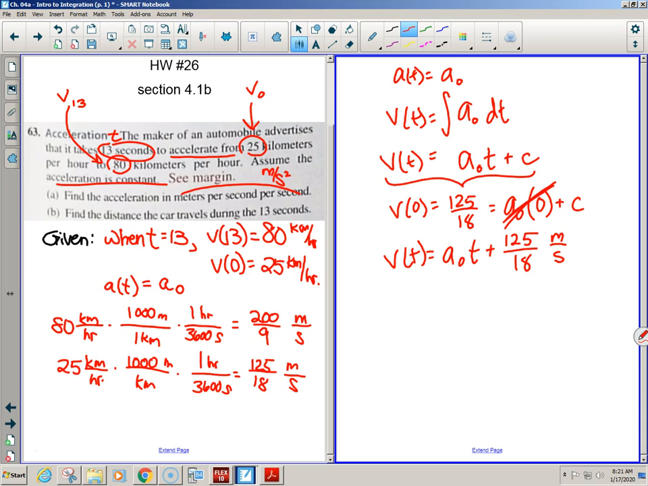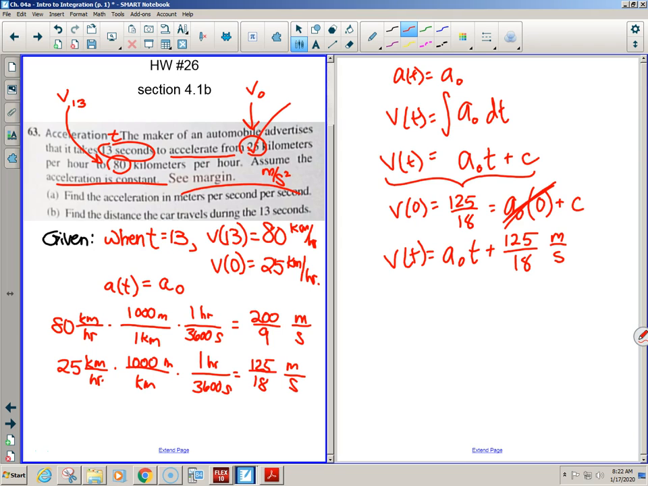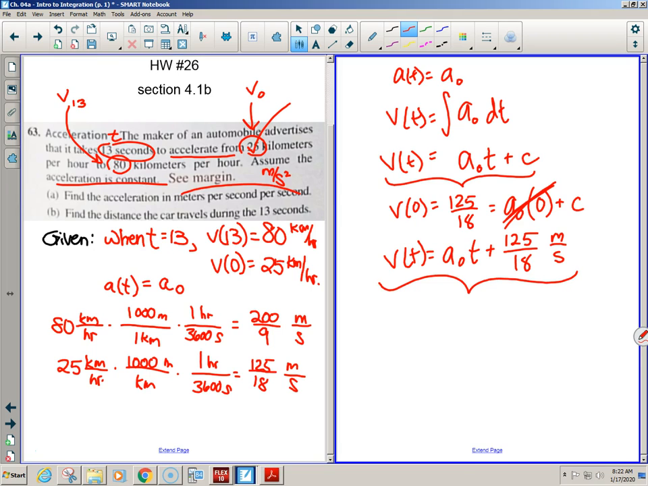What other clue do we have besides initial velocity? Check! Used him. So can't I do this again and say, I have one thing plugged in. Now I can say v of 13 is 200 over 9, which equals a sub naught times 13 plus 125 over 18. Oh my goodness, guys, come on. It's a simple algebra 1 equation with fractions.